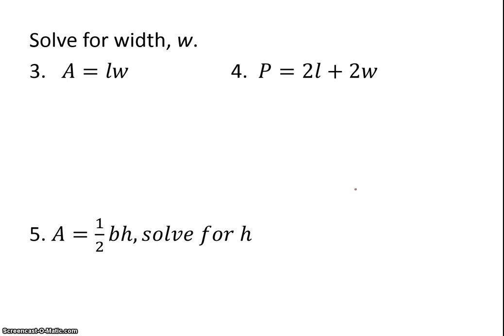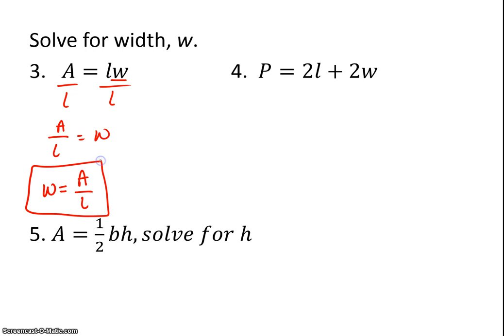Moving on to number 3, area equals length times width. That's the area of a rectangle. The directions say to solve for width, so we need to get that w by itself. We have area equals length times width. So to get width by itself, we need to divide by length. So we have area over length equals width. Or we can rewrite it, since we're supposed to solve for width, width equals area over length. Done.